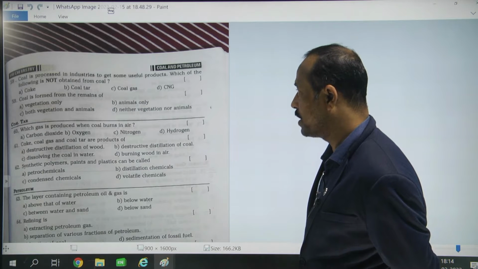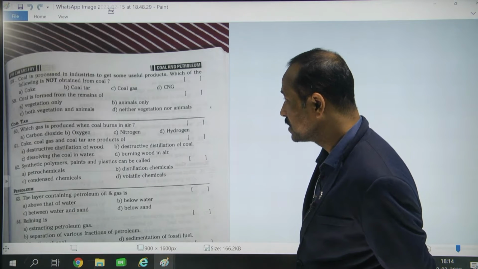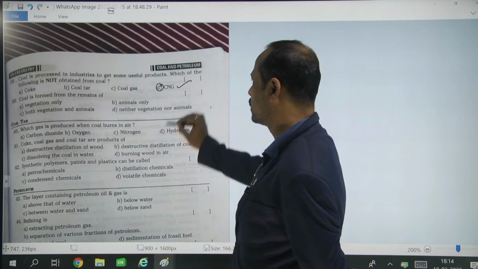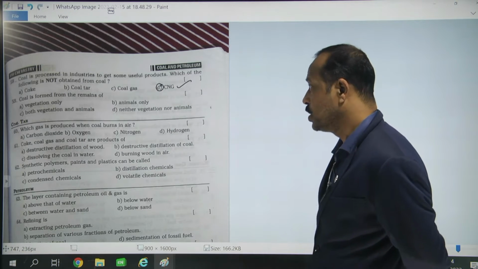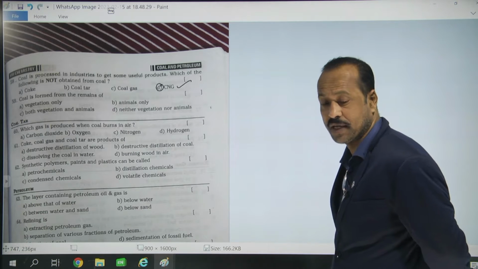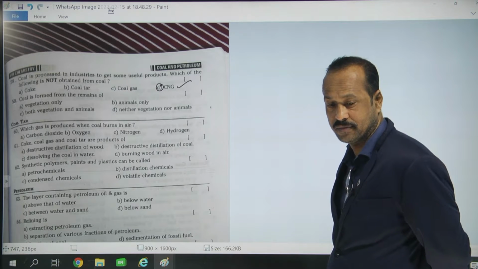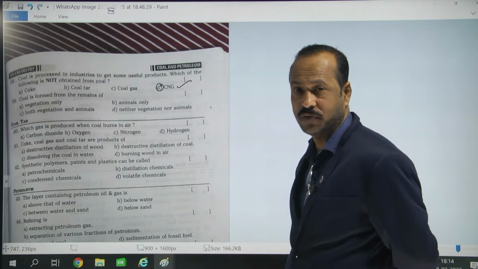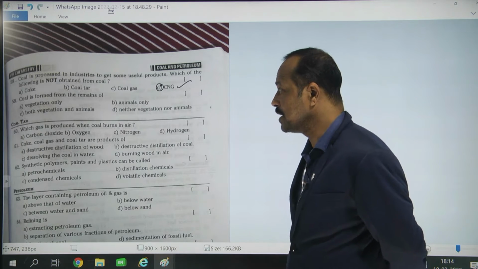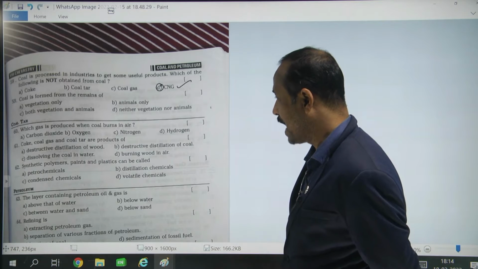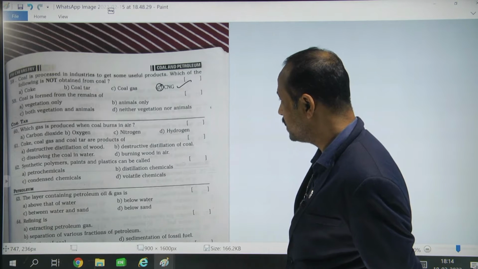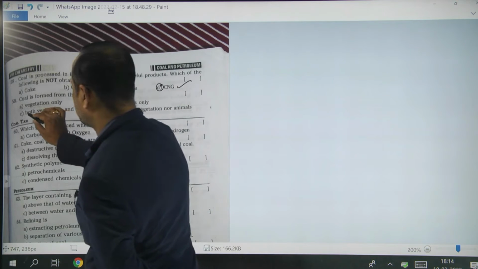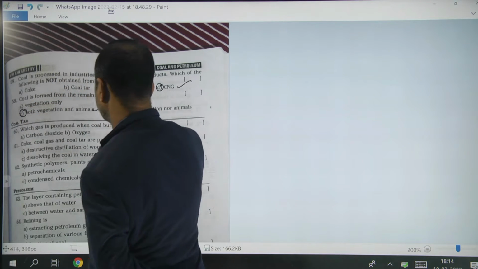So here four options are given. What is the answer? Very good. CNG is the right answer. Good. Next. Coal is formed from the remains of vegetation, animals. What is the right answer? Mainly vegetation, but of course some animals also will be there, right?